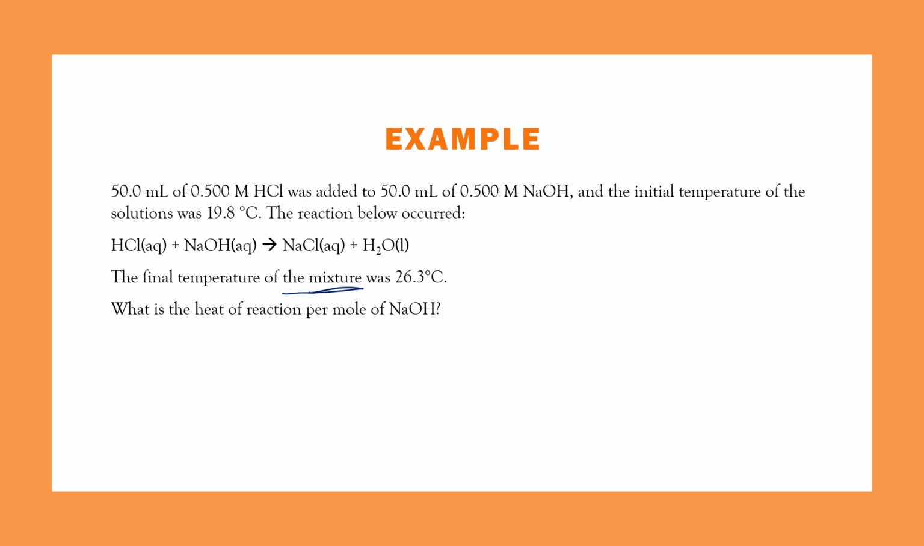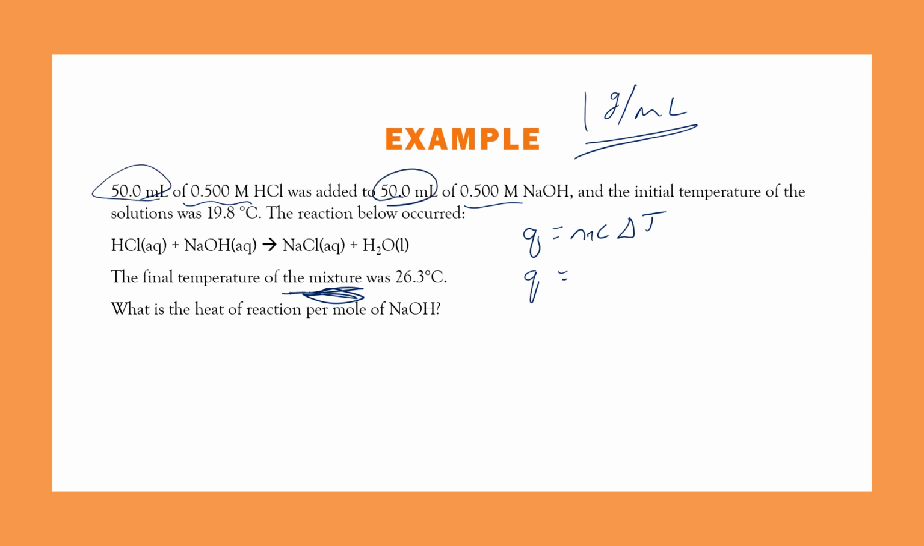So your first step, because you have a change in temperature, we want to use Q equals MC delta T. But since we have the change in temperature of the mixture, I need to use the total mass of the mixture. Now both of these are water solutions. Right? They're 0.5 molar solutions. So we can assume that the density is very close to the density of water. And so we've got 50 milliliters, 50 milliliters, that's 100 milliliters total, or 100 grams of our mixture. It might be just slightly off, but for our purposes, that is close enough for our calculation.